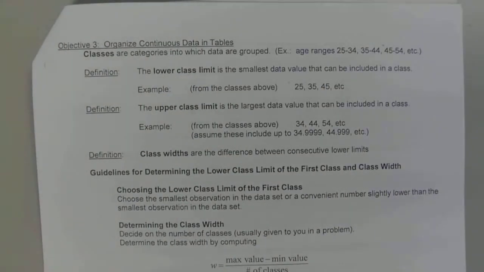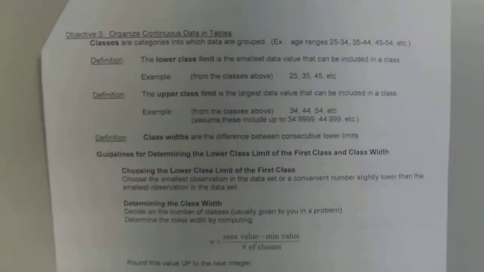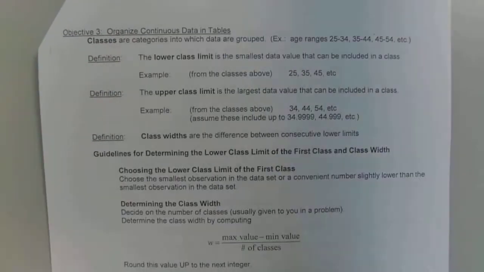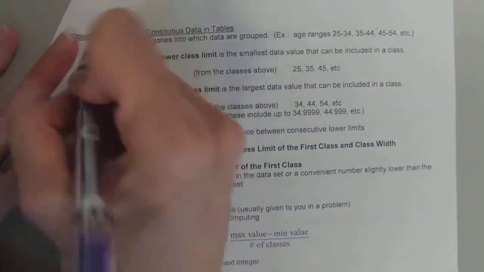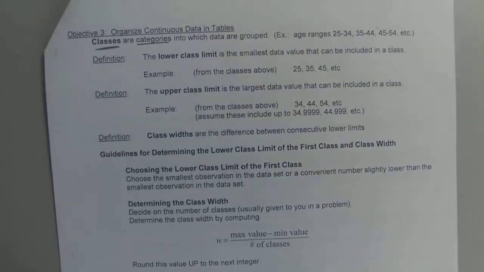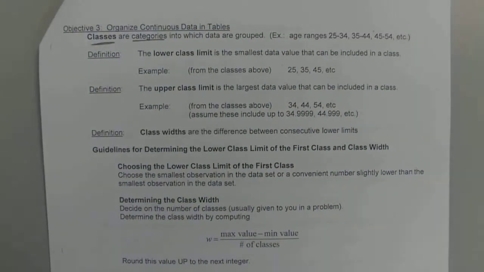So there's a lot of hidden vocab words in here, so I'm going to try my best to point them out, guys. So the first one is classes. They are the categories in which data are grouped, okay? They are the width of your bar. So our class on the previous one was just a class width of 1, because we had 1 customer, 2 customers, 3 customers. But once we start grouping them, they're in a class, all right?